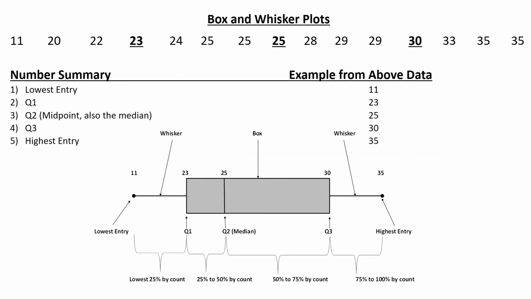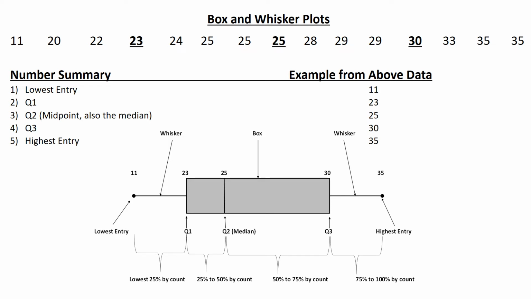Once we've found our quartiles, we can develop a simple way to look at how the data is distributed visually with a box and whisker plot. We need to find our lowest entry, which in this case is 11, and our highest entry, which is 35. That's why you need to sort this. Our Q2, our midpoint, our median, is 25. Our Q1 is 23, and our Q3 is 30. And we're going to see how the data is distributed. This really gives us a sense of the kurtosis.